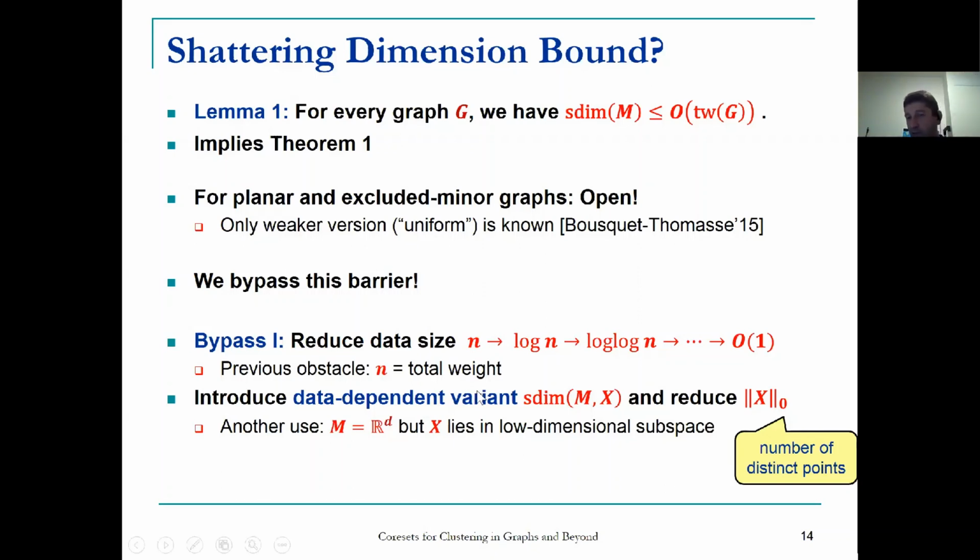Another way you can think of this data-dependent shattering invariant is if I'm in a really, really high dimensional space, but all my data lies in a low dimensional space, then maybe I don't care about the fact that M, the metric space, is high dimensional. I only care about X, my data. So somehow this shattering dimension should depend on M and X together. And if X is small or good in some sense, this will be a small number. So that's the first idea.